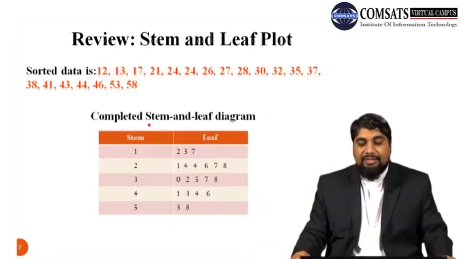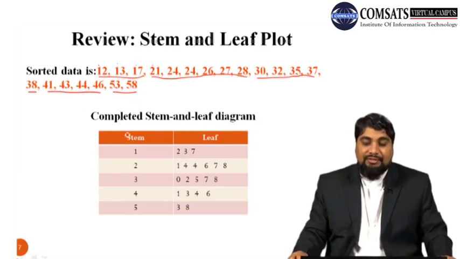So here is the complete stem and leaf diagram. We can see that in the first three numbers the leading digit is 1, and in the next few numbers the leading digit is 2, and then we have leading digit 3, and then leading digit 4, and in the last two numbers the leading digit is 5. So our stem will include all these numbers 1 to 5. And the leaves are the corresponding numbers, which are the trailing digits.